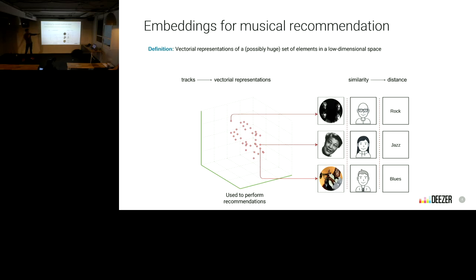So here we have our low-dimensional space, in 3D, and each track will have a vectorial representation, so a point in this space. The goal of these embedding methods will be to have similar tracks close together in that space. When we say similar, we can think, for example, about tracks that are listened to together a lot. Once you get this embedding, you can perform recommendation. Let's say you have a track. You can look at its k nearest neighbors. Then you have similar tracks that you can use for recommendation purposes.